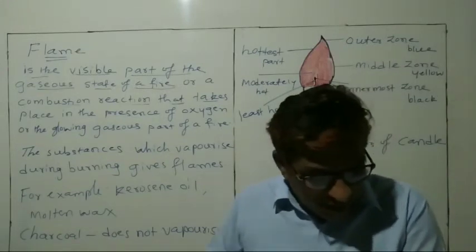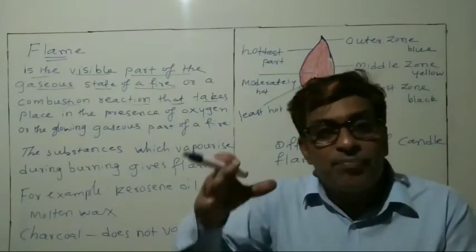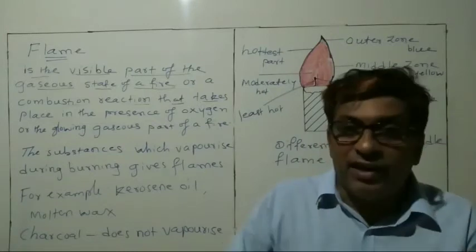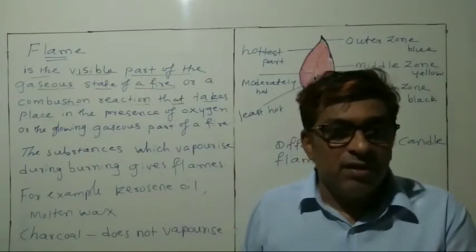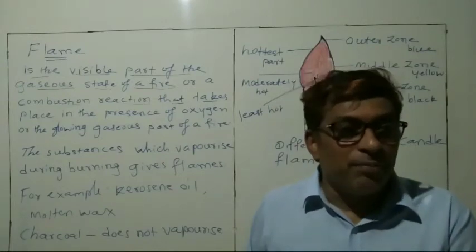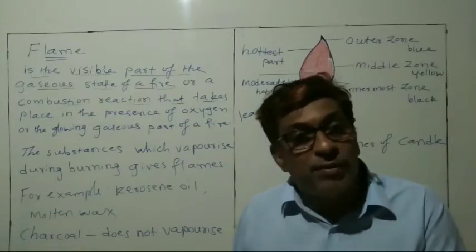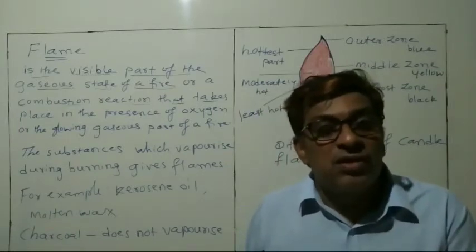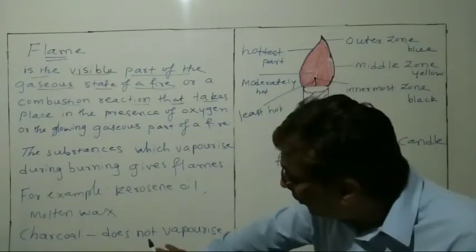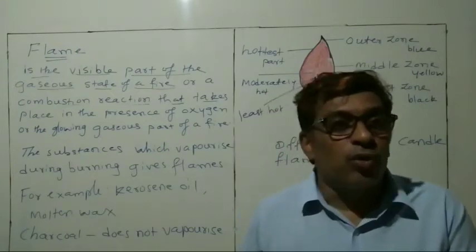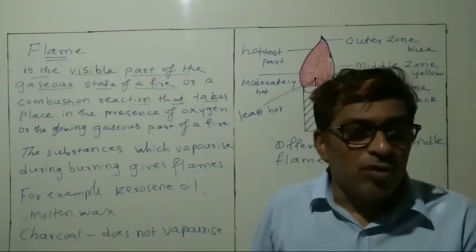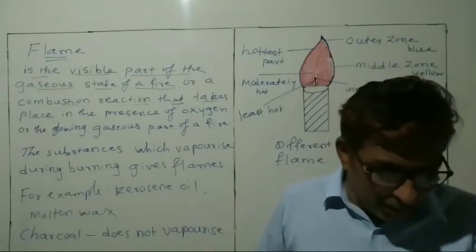In the textbook, the flame on burning is given. Some materials produce flame and some do not. For example, a candle produces flame after burning. Camphor, you know kapoor, also produces flame. Kerosene oil also produces flame. And charcoal does not vaporize, so it does not produce flame. All fuels, all the substances, will not produce flame. Only some produce flame and some do not.